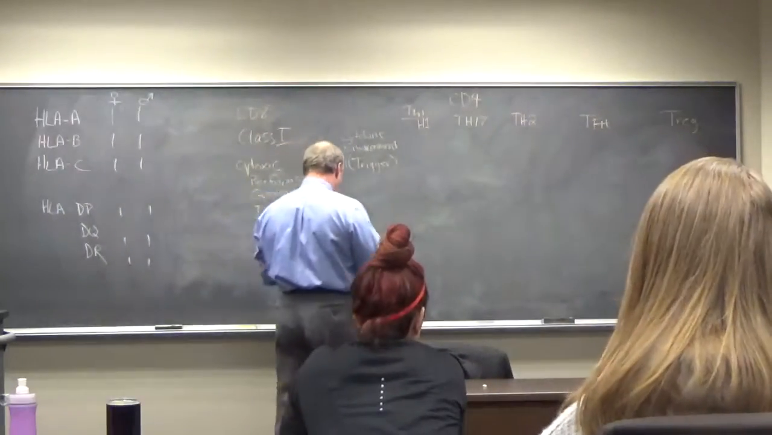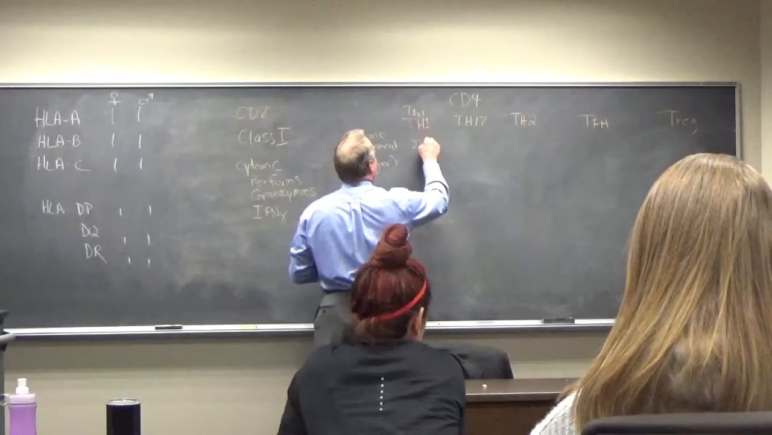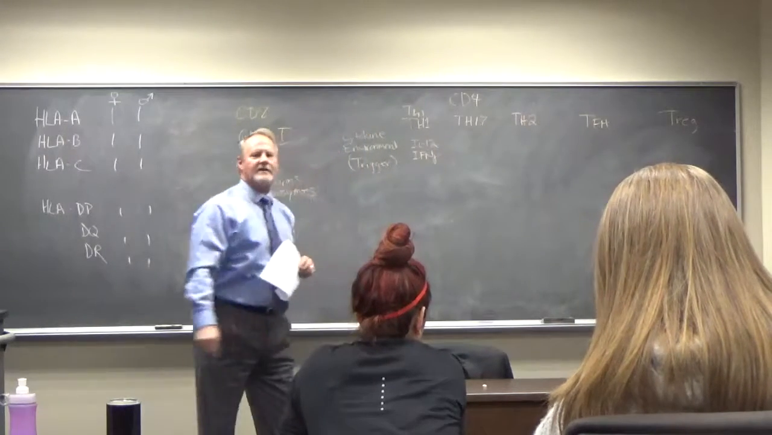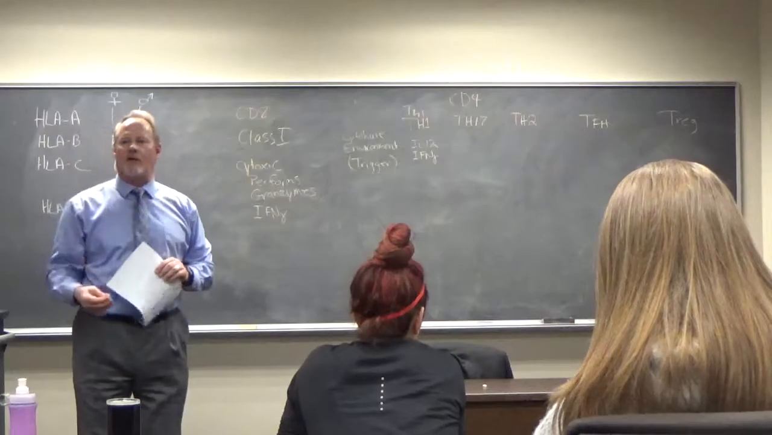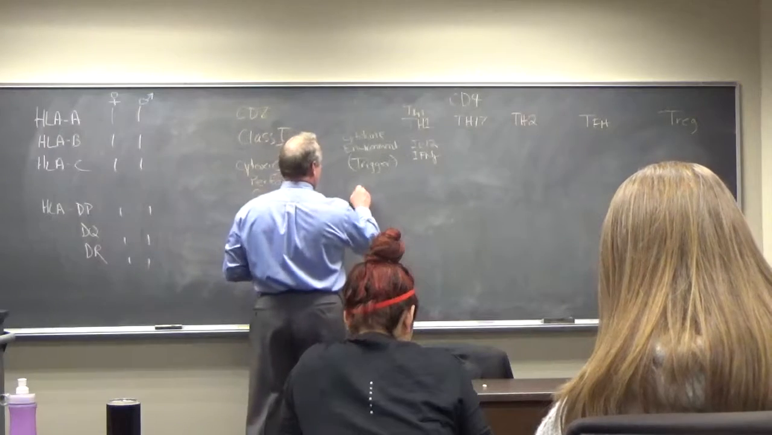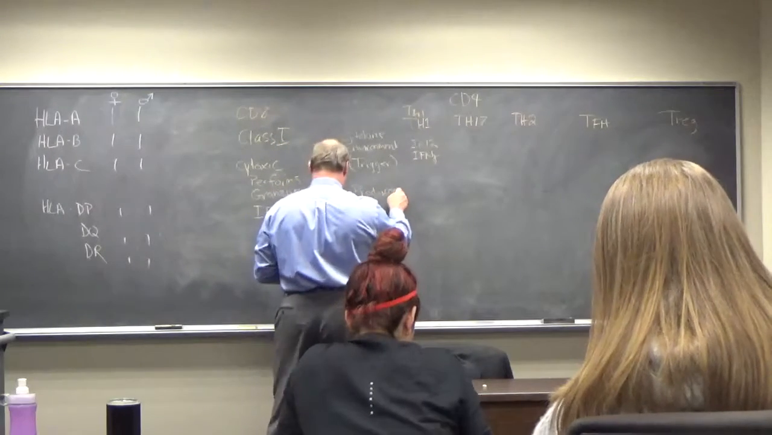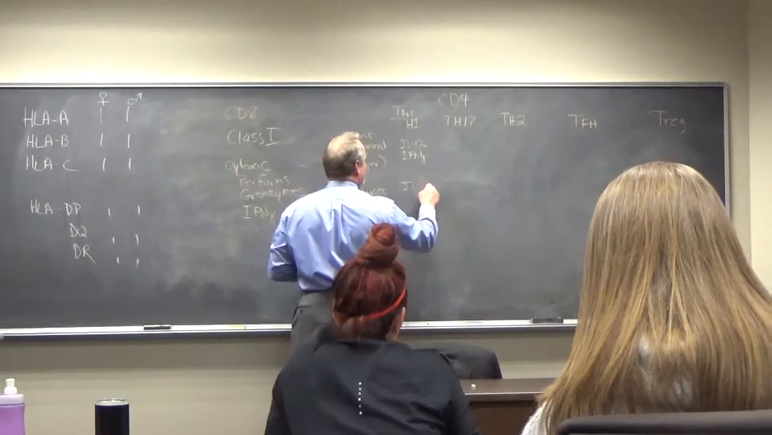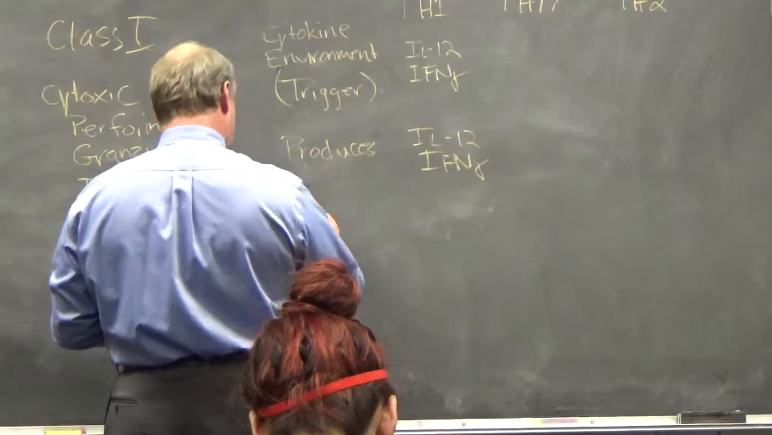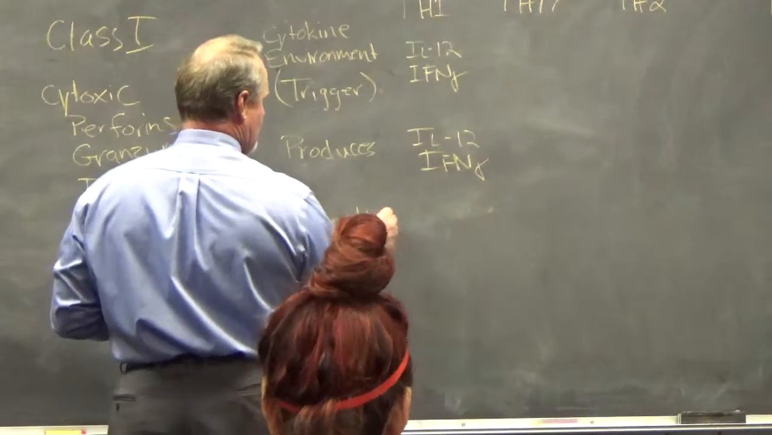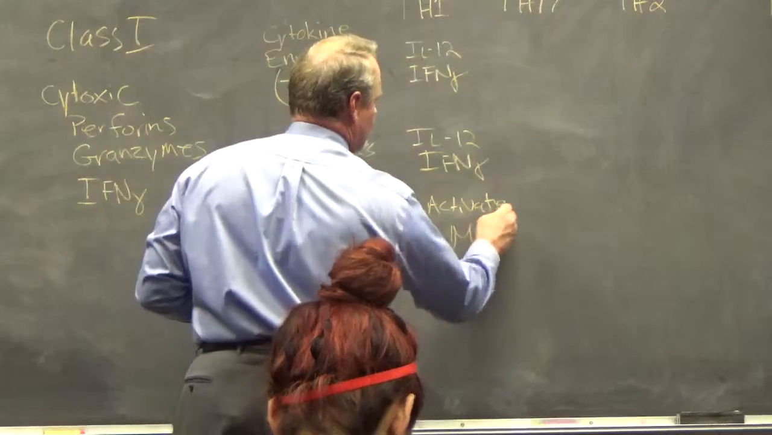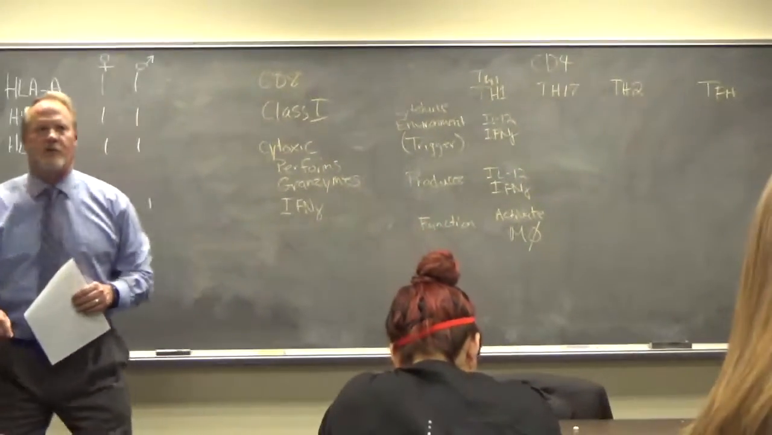So if there happens to be IL-12 and interferon gamma in the environment, that's a trigger for that CD4 T cell to become what we call the Th1 phenotype. And that Th1 phenotype happens to produce IL-12 and interferon gamma itself. And the function is to activate macrophages, and that's the way you say macrophages in shorthand.